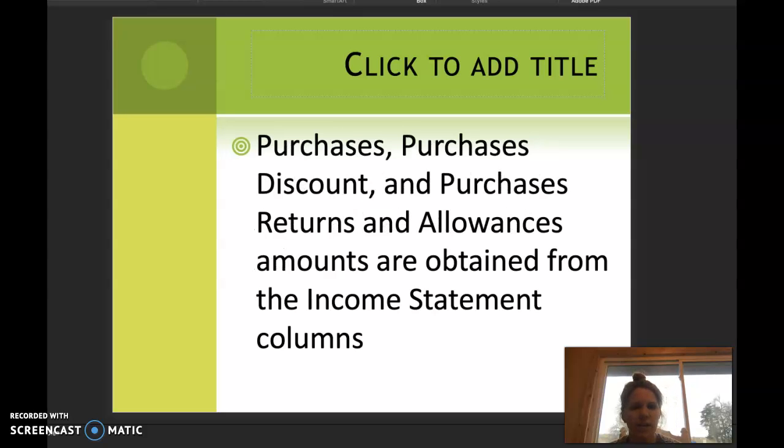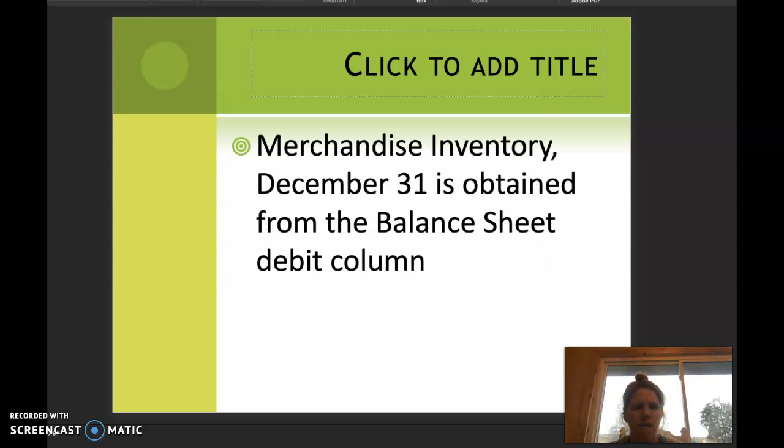Then the next thing that will go in here will be purchases, purchase discount, and purchase returns and allowances. These numbers we will be getting from the income statement columns. And then the last number we have to pull over is our merchandise inventory as of December 31st. So this amount we will find in our balance sheet debit column.